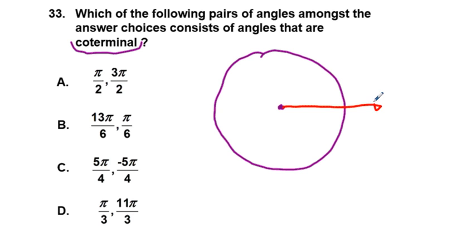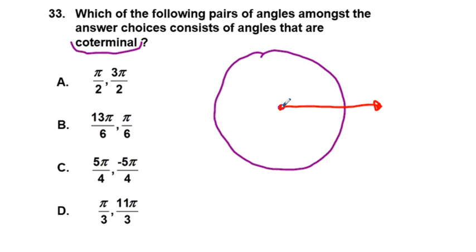So any standard angle in trigonometry will have its initial side to the right, just like I've drawn with the red arrow here. But the angle will end somewhere else, and the pair of angles that has the two ends at the same place, well, that's going to be your answer.